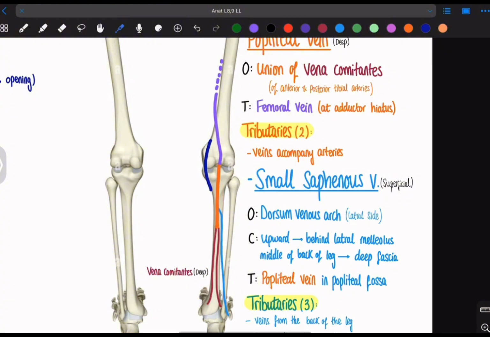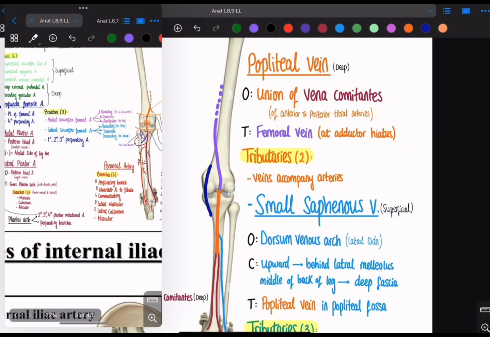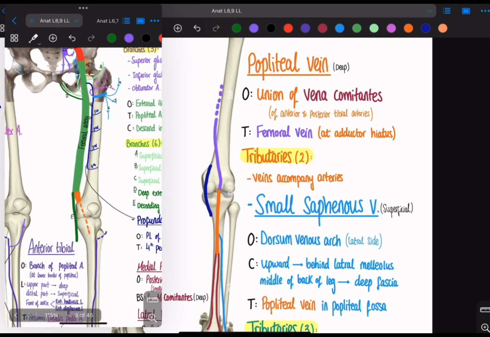So this is the origin of the popliteal vein: the union of the vena comitantes of the anterior and posterior tibial arteries. But then where does it terminate? It terminates in the femoral vein. Remember in the arteries, the popliteal artery originated from the femoral artery. So here we have the opposite. There, we said the femoral artery continues and then terminates into the popliteal artery, continuing as the popliteal artery.